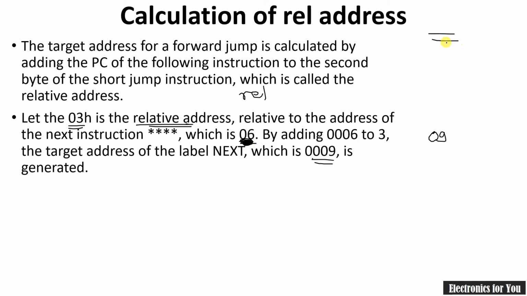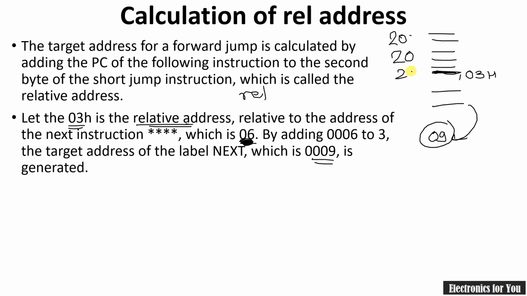For example, 1 2 3 4 5, the 6th is the 6th byte, and here the relative address is 03H. So automatically the program will jump to the next location, that is 06 plus 03, that is 09. Here the higher address may be 2000, for example 2001, 2002, and likewise. This is the forward jump.